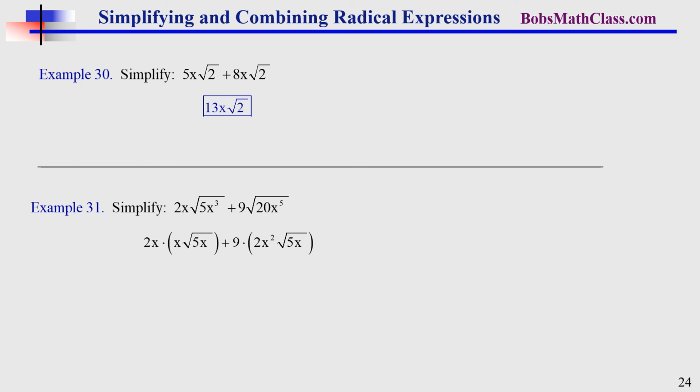Now multiply the 2x times the x, that will give us 2x squared square root 5x. And 9 times 2x squared, that's 18x squared square root 5x. After the coefficients, they're exactly the same. Both terms are x squared square root 5x. Therefore, we could add the 2 and the 18 to get 20.